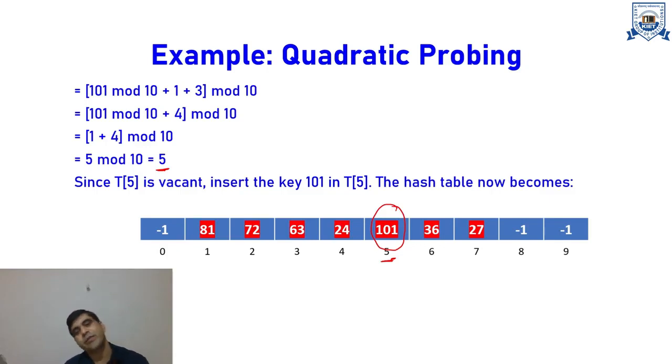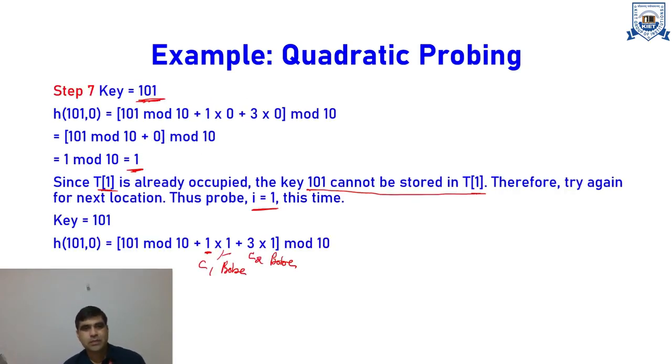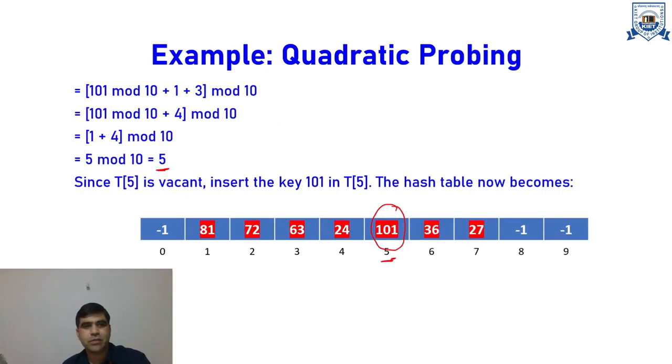So this way we handle collision using quadratic probing. See this, last time the address for 101 was 1, next the address for 101 is 5, right? It is not like after location 1 we go to location 2, then to 3. That was in linear probing, but in quadratic probing it is not so. So it simply removes the problem of primary clustering, right?